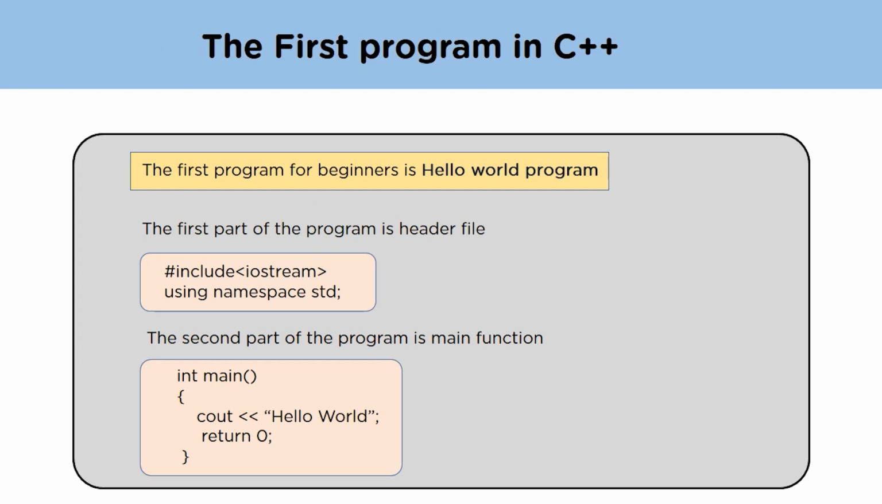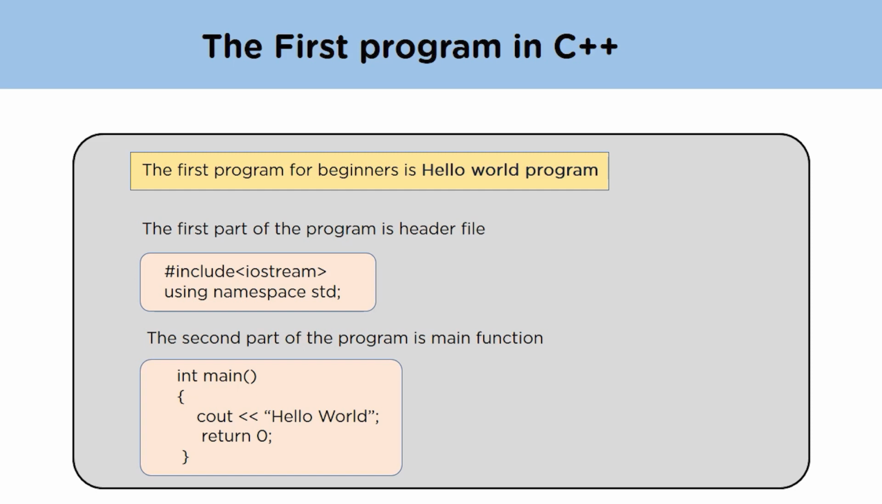So the first program for beginners is the Hello World program. In this program, Hello World is printed. It is a very basic program, and in the first part of the program we are including a header file, #include iostream. Header files are generally used to import features into the program. Functions like cin, which is used to take input from the user, and cout, which is used to display the output, are defined in this iostream header file. Here, using namespace std means we are using all the things which are within the standard library.